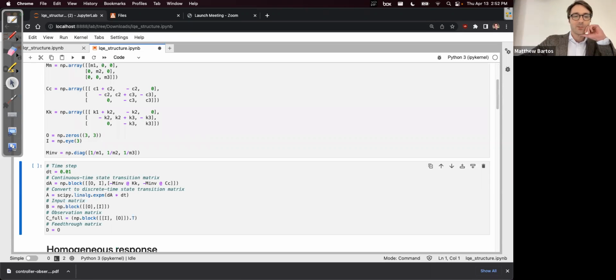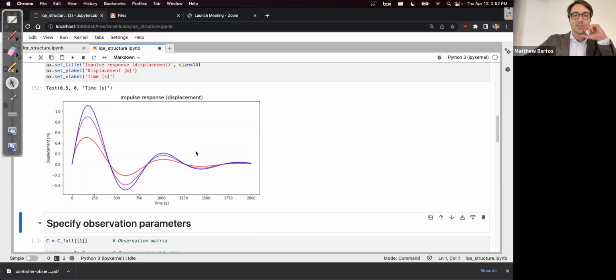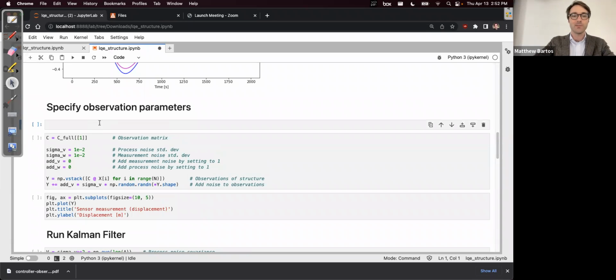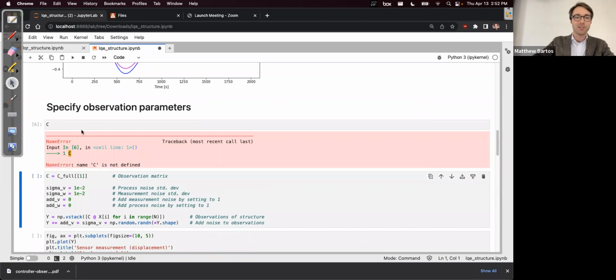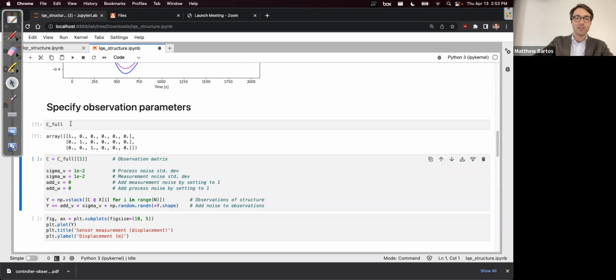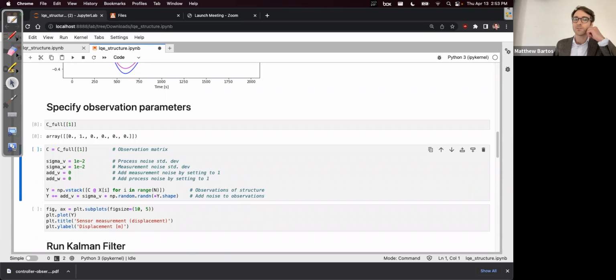Okay, so just like before, I created our 3-story structural system and simulated the homogeneous response. And here I'm defining some parameters that we need for our Kalman filter. So first, I'm specifying the observation matrix. I'm saying that we can only observe the middle floor. So if our full observation matrix is C full, I'm selecting just the middle floor. Okay, so we can only observe the middle floor.